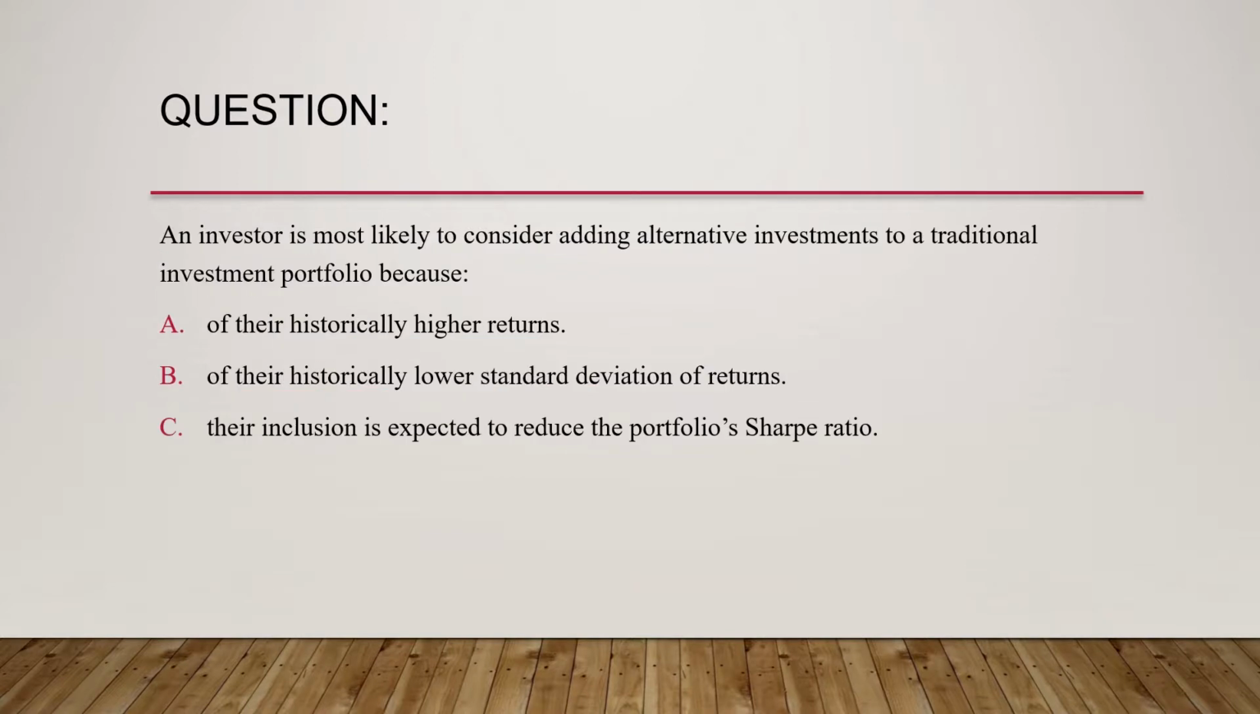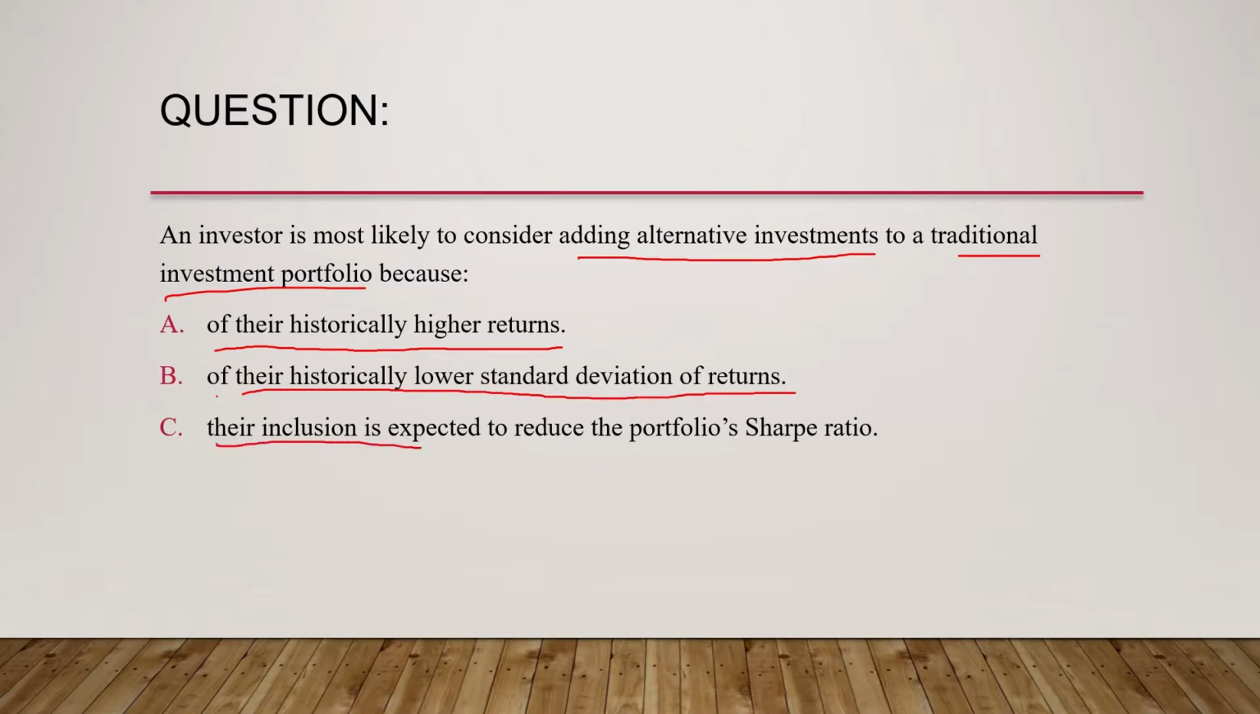Now moving on to the next question. An investor is most likely to consider adding alternative investment to a traditional investment portfolio because A, because of their historically higher returns, B, because of historically lower standard deviation of returns, or C, their inclusion is expected to reduce the portfolio's Sharpe ratio. This is also fairly simple. We have just discussed alternative investments offer higher return in comparison to traditional investment. So option A is correct.